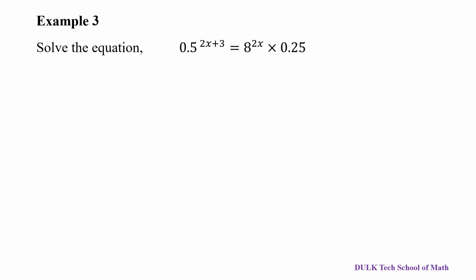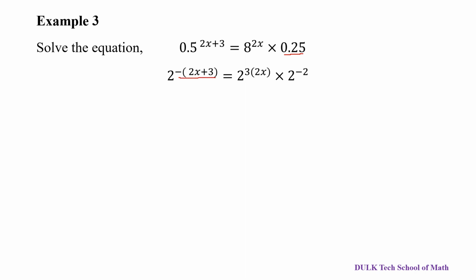0.5 is the same as half, and half is the same as 2 to the power minus 1. Right? At the same time, we have 0.25. 0.25 is the same as 1 over 4. And 1 over 4 is the same as 1 over 2 to the power 2, which is 2 to the power minus 2. So let's express each of them in terms of 2. So we are saying half is the same as 2 to the power minus 1. And this minus 1 is multiplying the original power here.